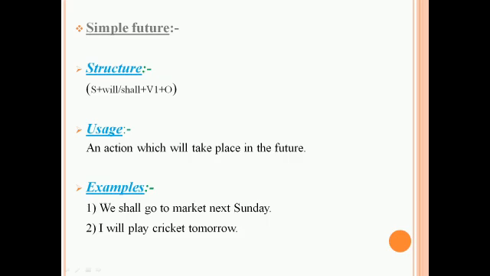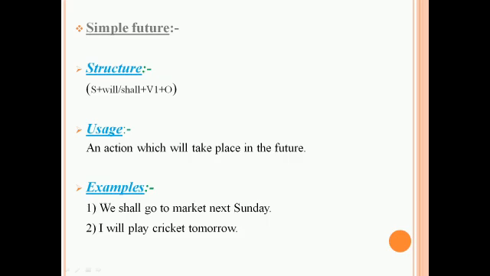Now come to simple future tense. Structure of simple future tense is subject plus will or shall plus V1 plus object. We use simple future tense to express an action which will take place in the future. Example, we shall go to market next Sunday. I will play cricket tomorrow.